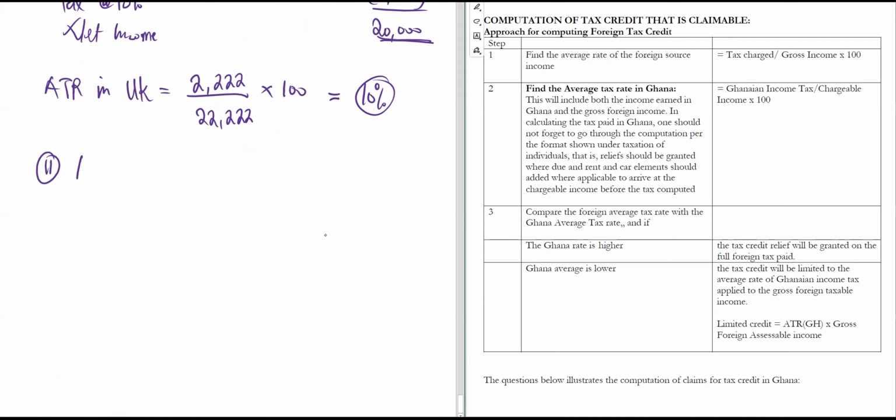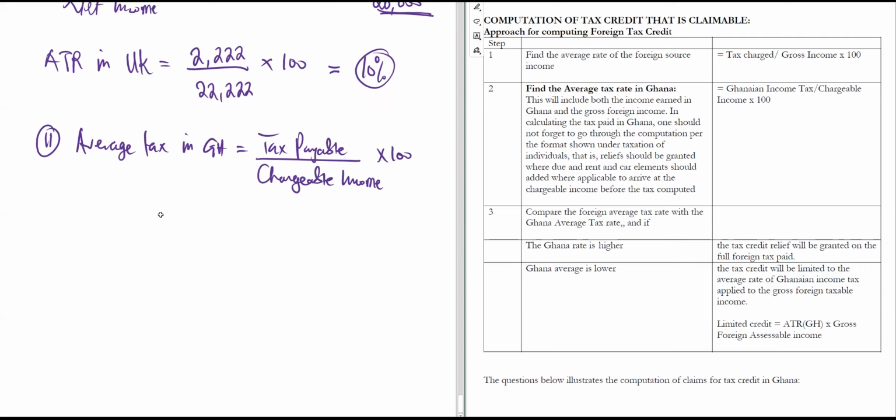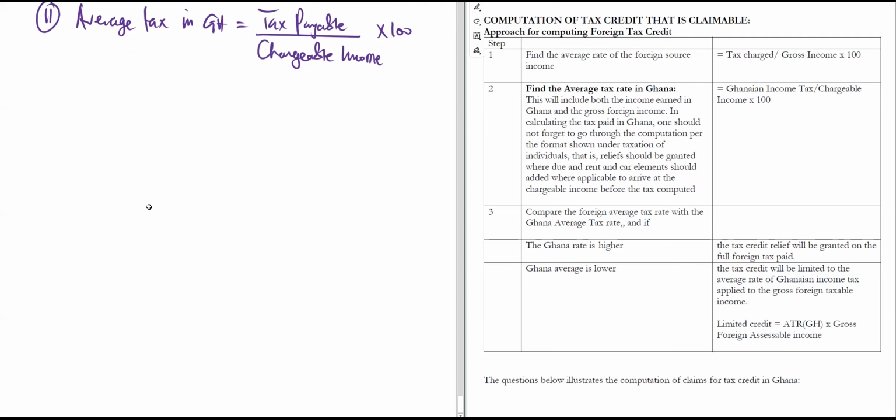The average tax rate in Ghana, not so. So you calculate the average tax rate in both countries. So average tax rate in Ghana, what you have to do is take what? The tax payable, because you are yet to pay tax in Ghana, right? Over your chargeable income, times 100. So first of all, we need to determine his chargeable income. And his chargeable income, remember, we learned that chargeable income includes your assessable income from all sources, irrespective of whether the source is seized. Do you remember?